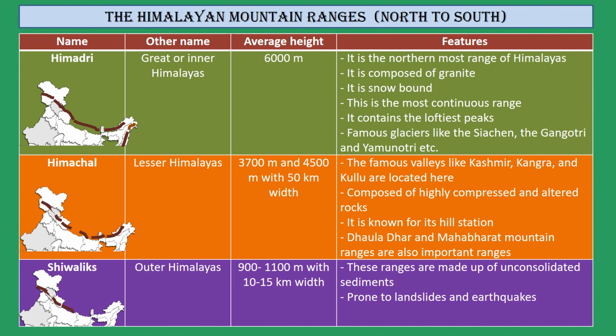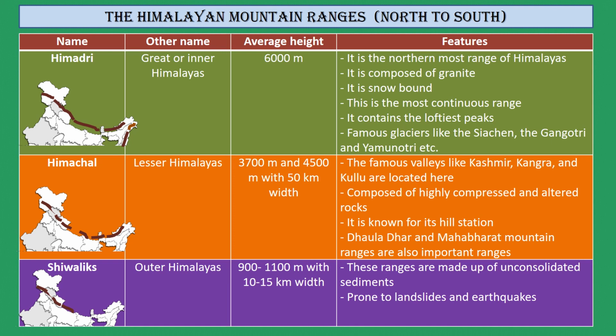Second is Himachal range. This range is also called as Lesser Himalayas. Average height of these ranges are from 3700 meter to 4500 meter and their width is 50 kilometers. Some other features like valleys of Kashmir, Kangra, Kullu are located here. They are composed of highly compressed and altered rocks. They are known for many hill stations like Mussoorie, Shimla. Dhauladhar and Mahabharat mountain ranges are most important ranges in Himachal Himalayas.